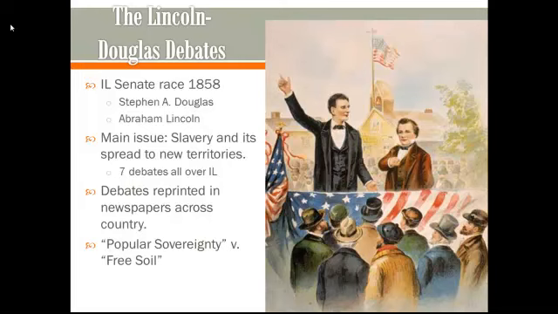Stephen A. Douglas defended the idea of popular sovereignty, that all new territories should be able to vote on whether or not to be free or slave. Abraham Lincoln was what was known as a free soiler. Basically, the idea is that any new soil, any new territories acquired by the United States should be free, and that slavery should remain where it was, but that slavery should not go any further.